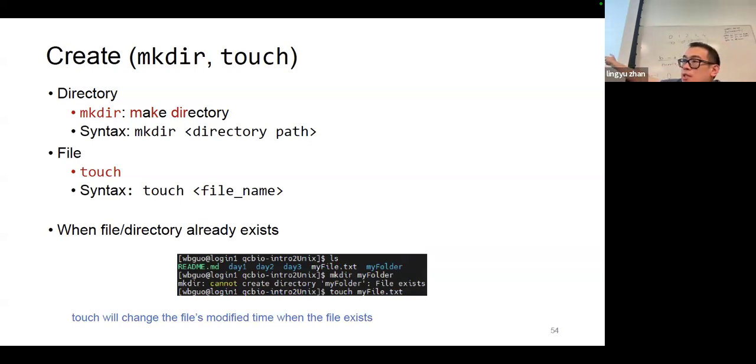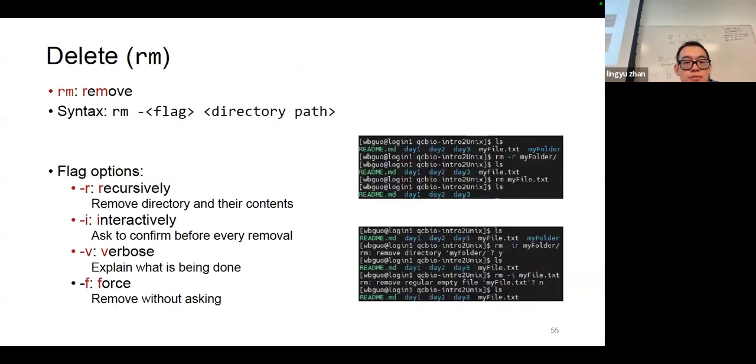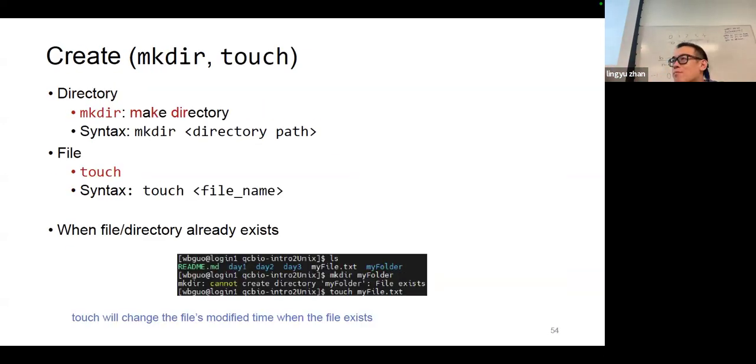After you've created a folder and a file, you can try to rerun those two commands again and see what happens if you run make directory on a folder that's already there. You will get an error message that the folder cannot be created. For the touch command, like we already learned, you will just change the timestamp. Any questions? No?